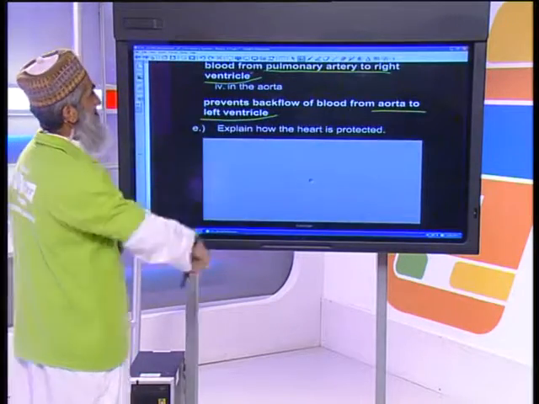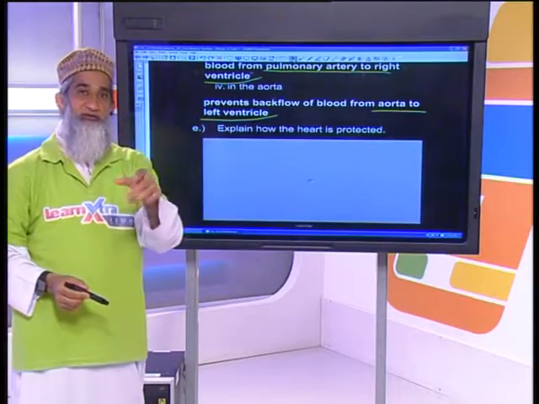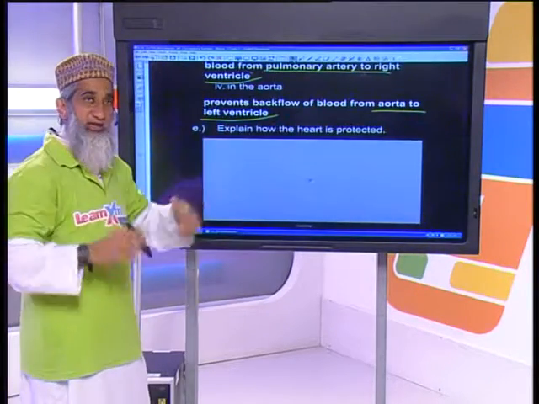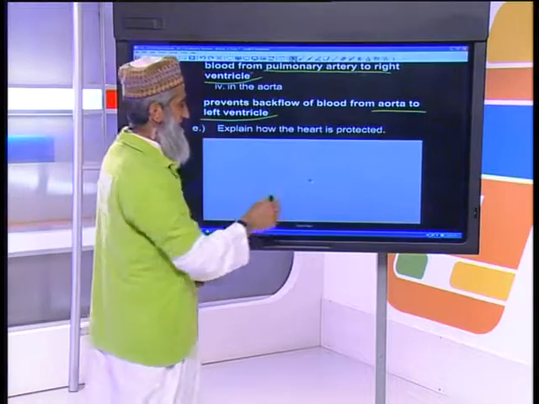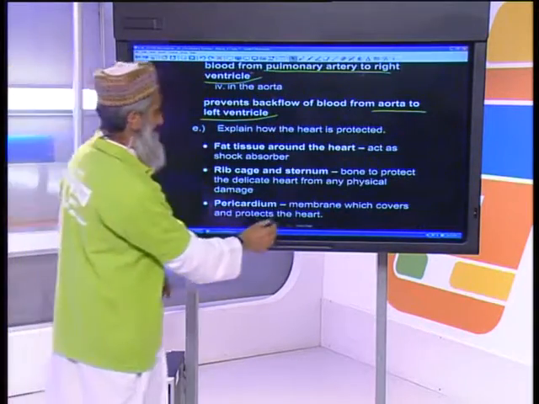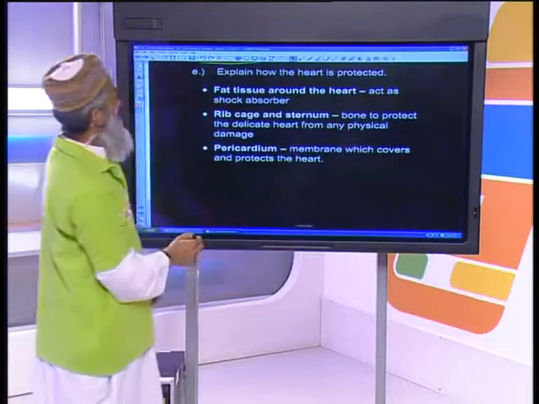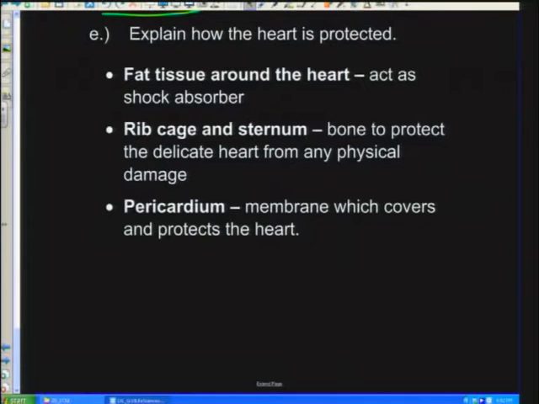Very simple. Next question says, explain how the heart is protected. And I gave you lots of clues as we built up the lesson. And that's very easy. First of all, fat tissue that is around the heart.